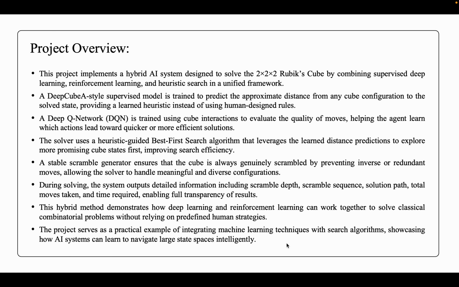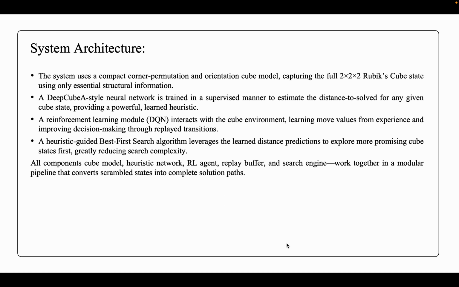Moving to the system architecture, the system has 5 parts. We represent the cube using only its 8 corners so that the state is small and easy to work with. The DeepCubeA model estimates distance to solve, and the DQN agent learns move values from the experience. And the search algorithm expands the cube states that appear closest to solved. All these parts connect together to turn a scrambled cube into a solved one.